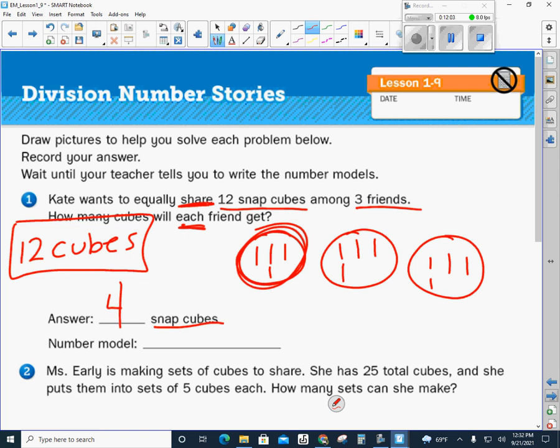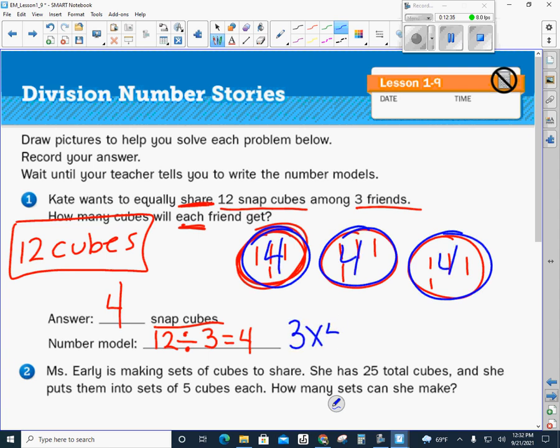Now they wanted us to write a number model. I'm going to allow you at this point in the year to have 2 different kinds of number models. The first one, the one that really we should have, is we took 12 snap cubes and we divided them between 3 friends, and each friend got 4. Now when you look at this picture, you can also say, well, that's 3 groups of 4. So 3 times 4 equals 12. So if you have either number model, you are correct. If you have any other number model, you need to fix that.